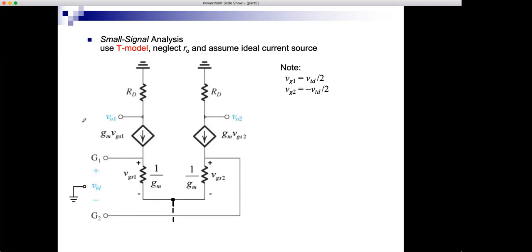All right. Question to all of you. What is the voltage here? What is the voltage at this node? Let's see, how many students do we have? We have at least 22. So the first answer is VID over 2. The second answer is the average of VG1 and VG2. Any more guesses?